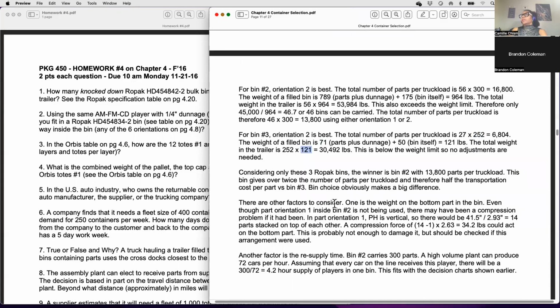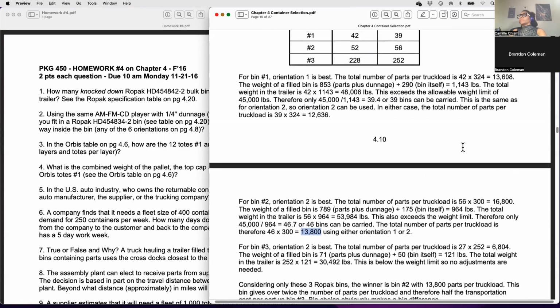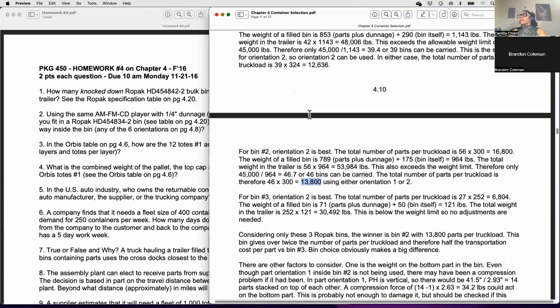But when you look at the 3 roll pack bins, you say number 2 works out well because you're going to get 13,000 parts per truckload versus the other one. This one started out with 16, but because of the weight limit, you're now bringing it down to 13,000 parts versus the 6,000 parts. The other one, you ended up with 12,000 parts because of that weight limit.